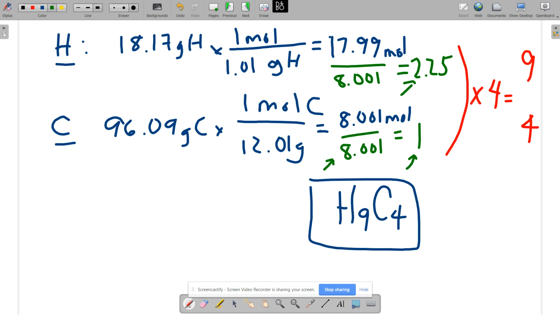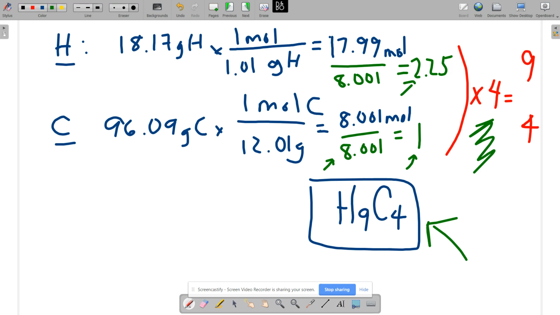You say to yourself, oh boy, is that too much to round? If it was 2.1, we can round down to 2.0. If it was 2.9, we can round up to 3, but 2.25 is kind of in the middle. So we're going to find some multiple. What could you multiply 2.25 by to get a whole number? Hopefully you came to the conclusion that you can multiply by 4. Make sure if you multiply 1 by 4, you multiply the other part by 4 as well. So in essence, you end up with a 4:9 ratio, which is a nice whole number. So the empirical formula for that is H9C4. All right, you guys are doing great.